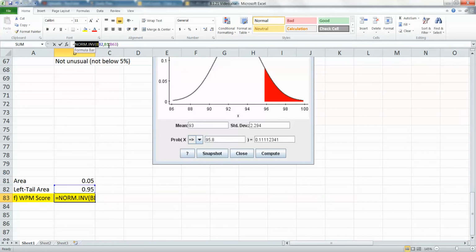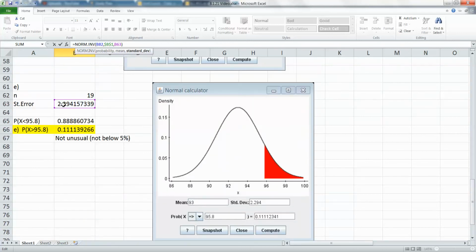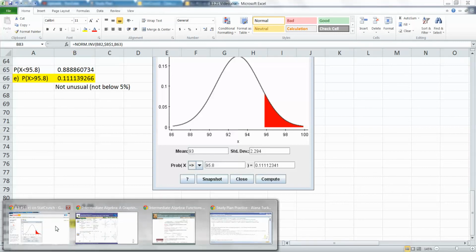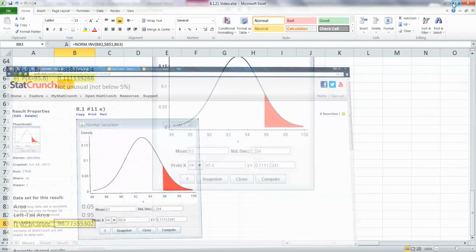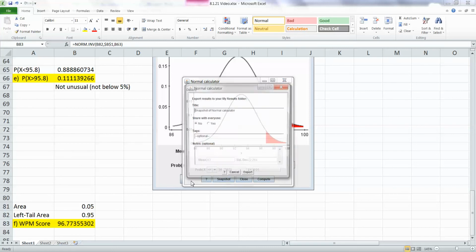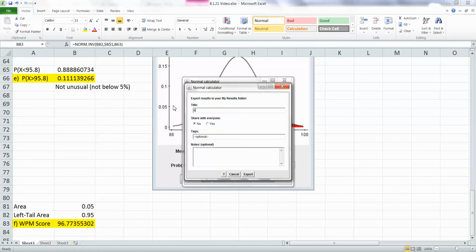Okay, so then you're going to have to use norm inverse. Norm.inverse, your area is 0.95, comma your mean, which in my case was in cell B1, comma your standard deviation, but since it's 19 students, the standard deviation is the one we just found, which was 2.294 right there. And that's what I get, 96.77. And I can do it in StatCrunch real easily. Oops, I don't even need to go there. If I just pull up the little JavaScript, I say it's 93, I say it's 2.294, but I put in 0.05 right here and click compute. And there it is. To get a 0.05 area, I've got to get 96.77, which is exactly what it said I needed from Excel. So this is 8.1 number 11F.